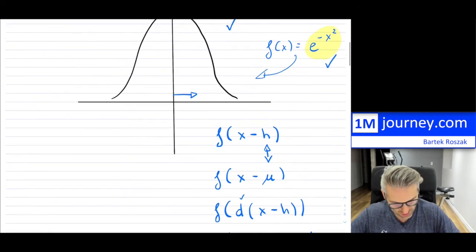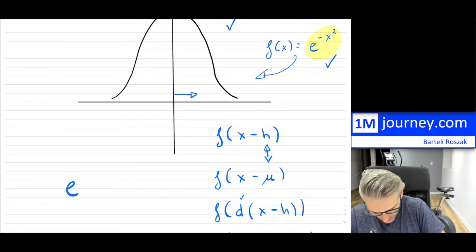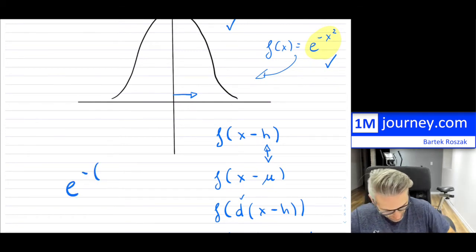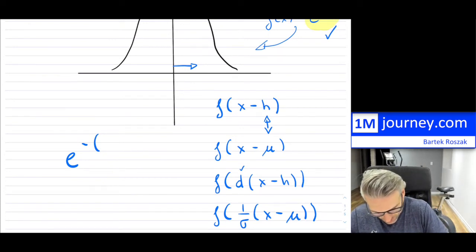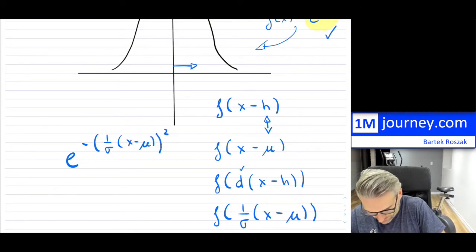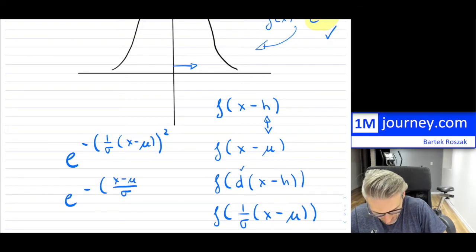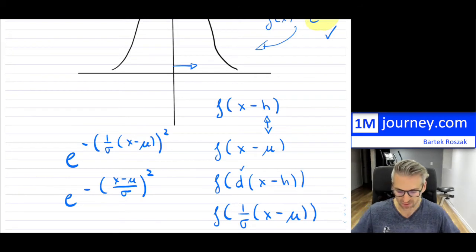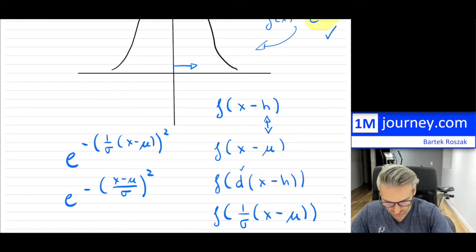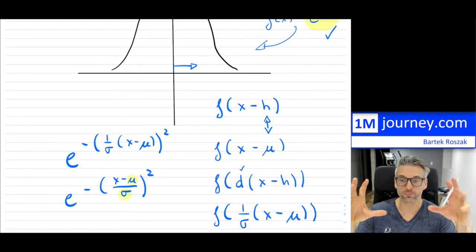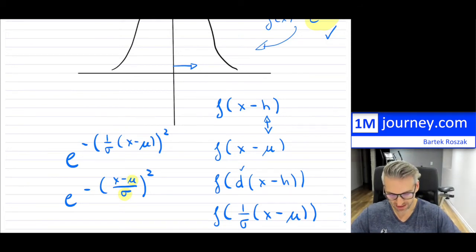Now if you substitute that into our function, it's going to be e to the minus, and now you can put 1 over the standard deviation, all over x minus mu, all squared. Or, of course, it's much nicer to just write it as x minus mu, and put the standard deviation below there. This would have been our new transformed function, and it's centered around your mean, and it's standardized with regards to that standard deviation.